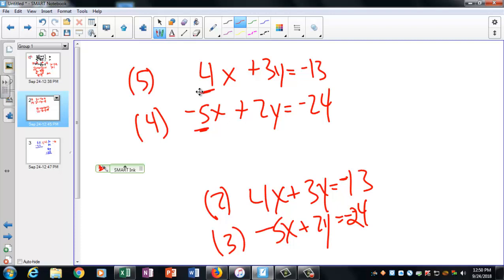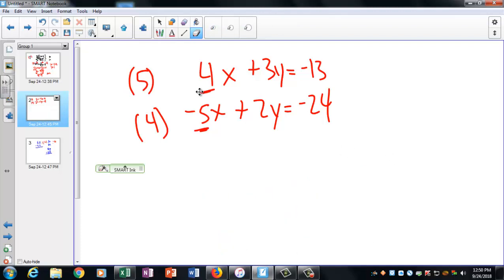Do you want them to cancel? You want them to cancel. So then one of these would have to be a negative sign. It doesn't matter which one. Okay? All right, so I'm going to multiply the top equation by 5, the bottom equation by 4. And let's see what we get.